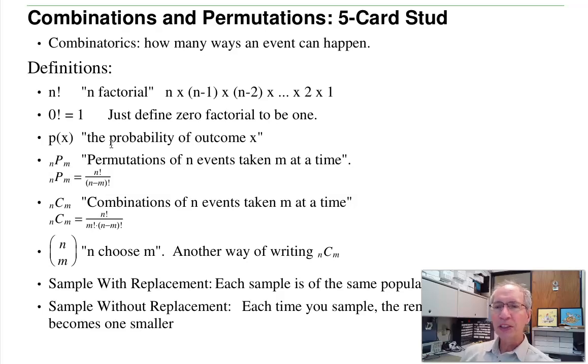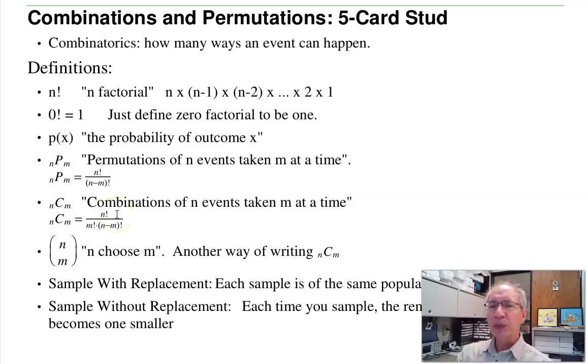Now, there's permutations and combinations. If I have n pick m, that's permutations of n events taken m at a time. And n choose m, or nCm, is combinations of n events taken m at a time. Combinations is also written as parentheses n m. The formulas for those are: n pick m is n factorial over n minus m factorial, and n choose m is n factorial over m factorial times n minus m factorial. We'll talk about those a little bit later this lecture.